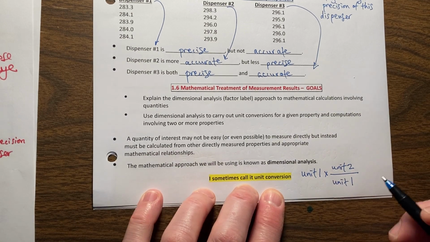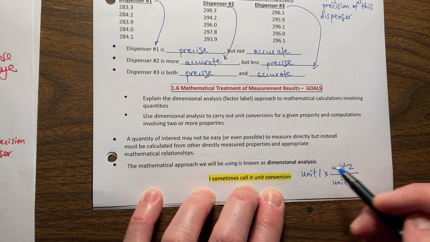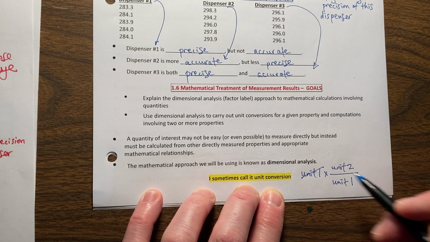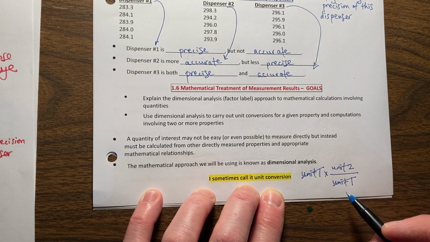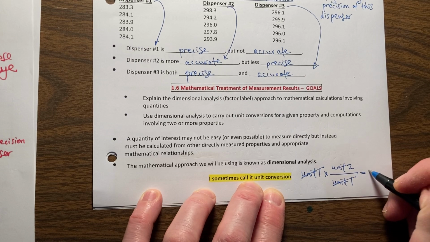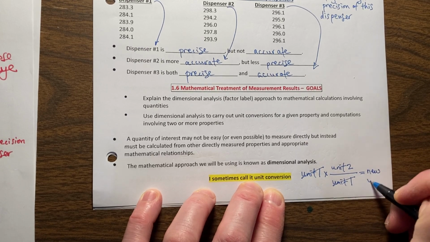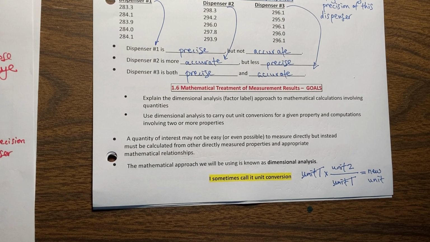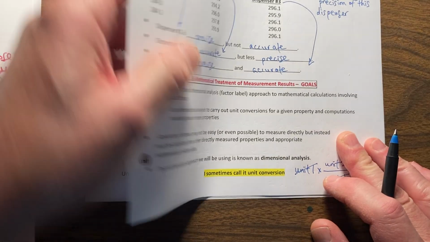And you treat units just like numbers in algebra. If the same unit is on opposite sides, this one's on the top, this one's on the bottom, you get the new unit left on the top. That's the gist of the process. So let's go through some examples of that.